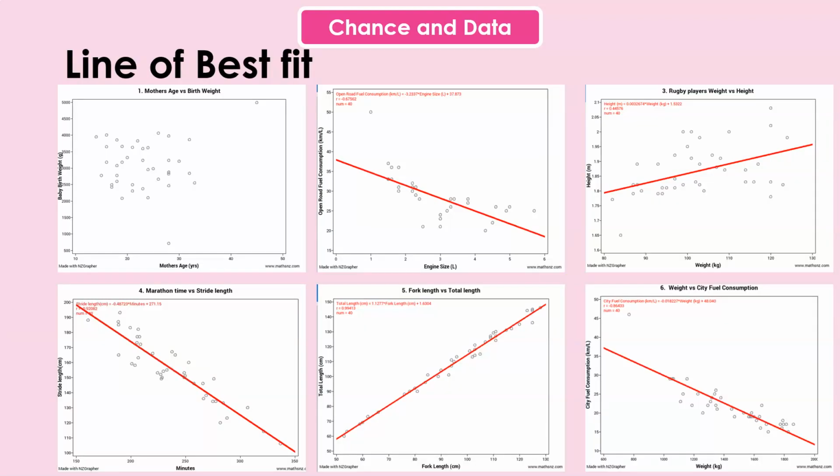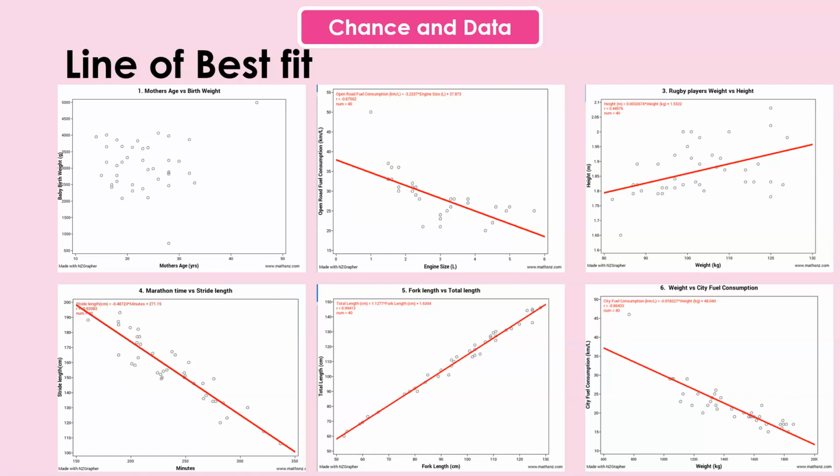So what we're going to have a go at is that I've got 6 sets of data here looking at mother's age and their baby's birth weight. I've got open road fuel consumption with cars. I've got rugby players' weight and height. I've got marathon runners' time and their stride length. I've got sharks' fork length and total length. The fork length is the length between the top of their tail to the bottom of their tail. And the last one is the weight of a car and their fuel consumption.